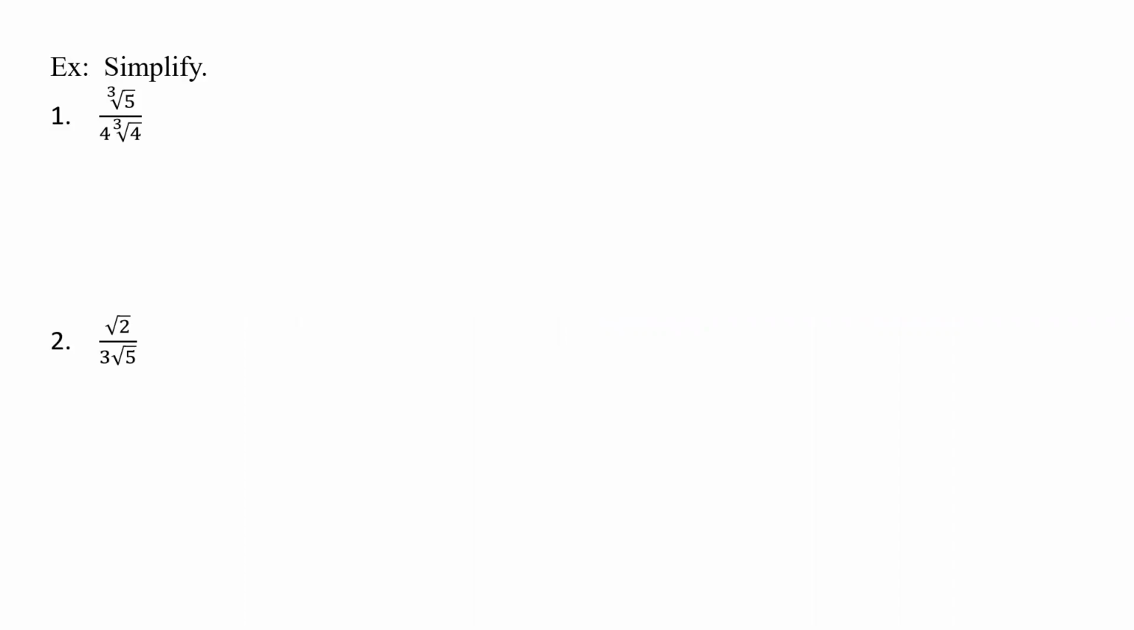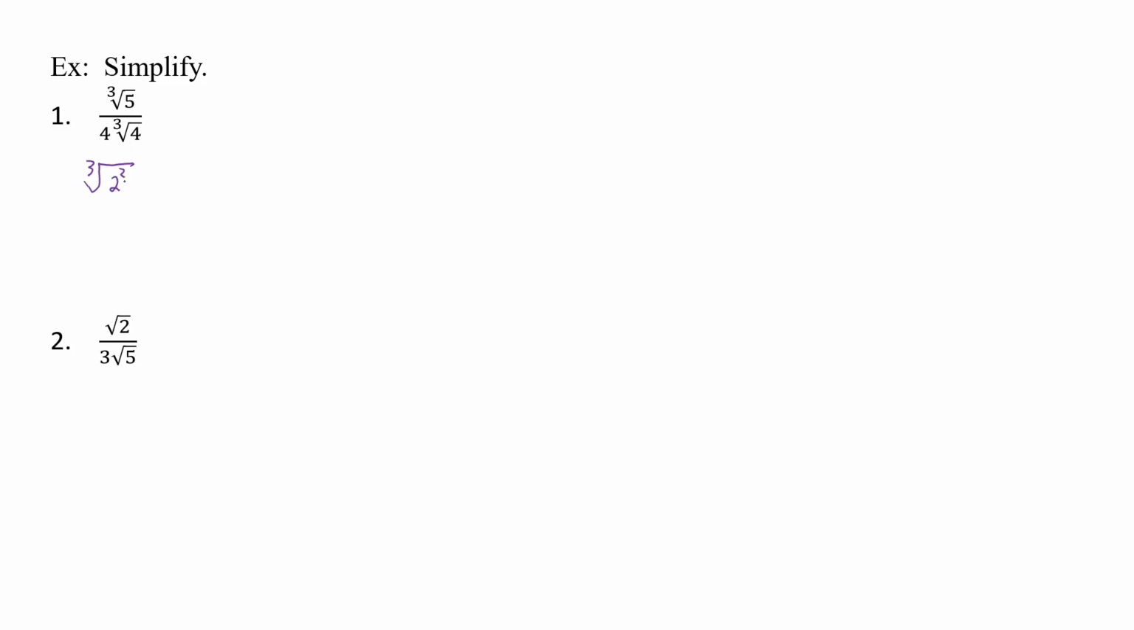All right, so now what we're going to do is just do a bunch of examples, and it's simplifying by basically getting rid of the radical in the denominator. So we're rationalizing the denominator, okay? So if we look at this, what is the cubed root of 4? Well, what is 4? Well, 4 is really 2 squared, okay?